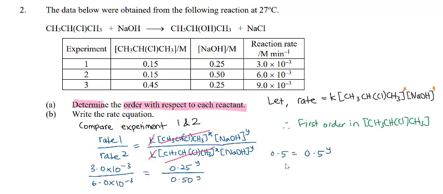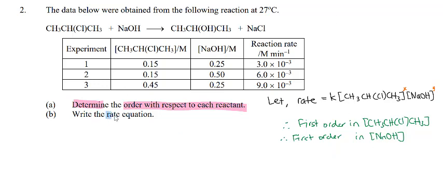You should get 0.5 equals 0.5 to the power of y, and then log both sides. Or if you don't want to log both sides, you can actually see that 0.5 to the power of 1 equals 0.5 to the power of 1. So actually y equals 1. And then don't forget to write the sentence: first order in concentration of sodium hydroxide.